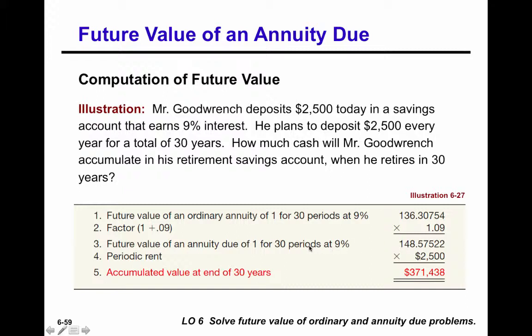So that amount is not shown in the tables that you have in your book because it jumps from 30 to 35 without stopping at 31. But if you did see a 31 factor in there, you would see that it would be registered at 149.57522.